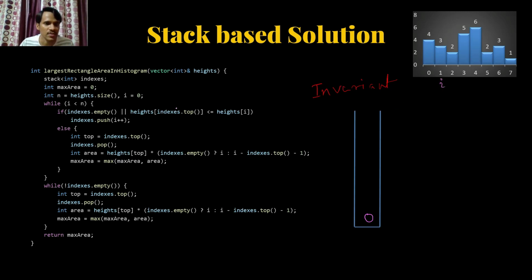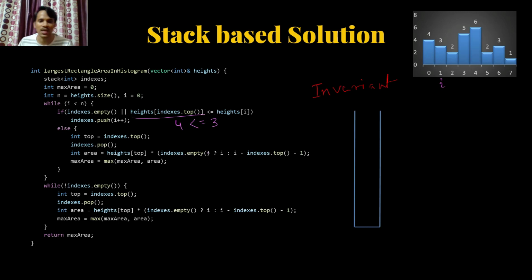Now i is at position 1, right? Now at position 1 we are checking whether the bar at the top of the stack is less than or equal to the height of the currently processing index. So in this case we are comparing whether 4 is less than or equal to 3, which is false, therefore we end up here. The top element index is 0. We pop this out, and we calculate the area with this formula.